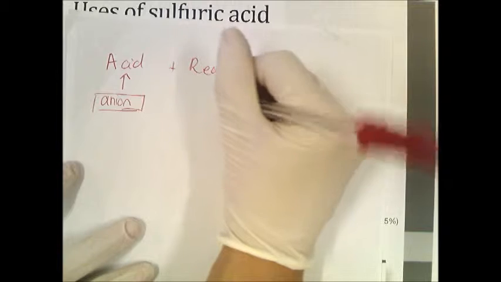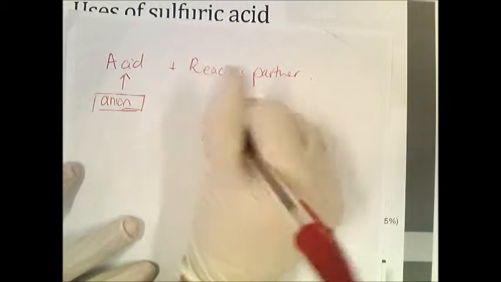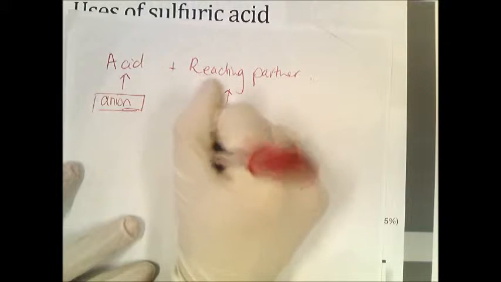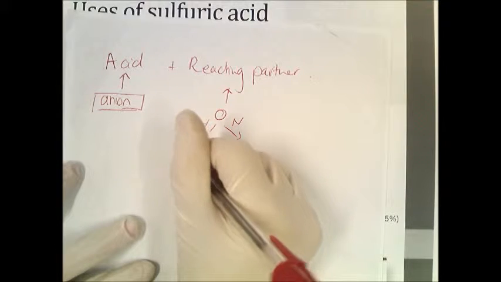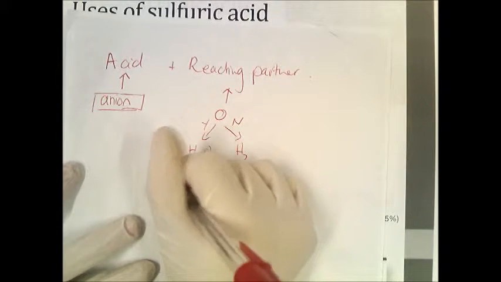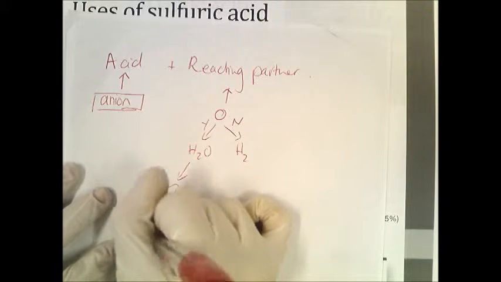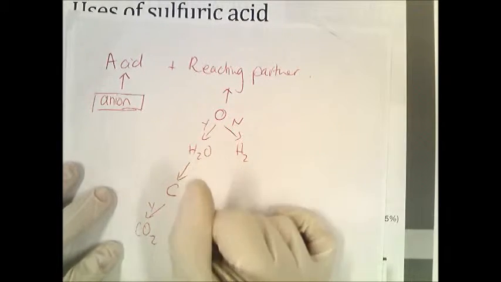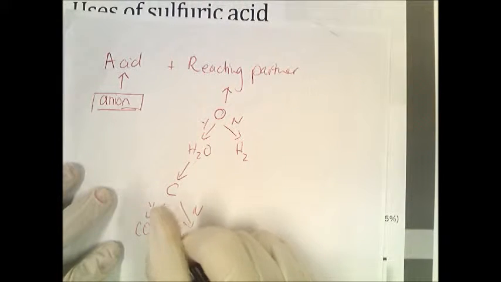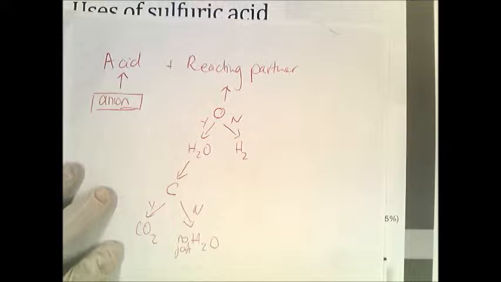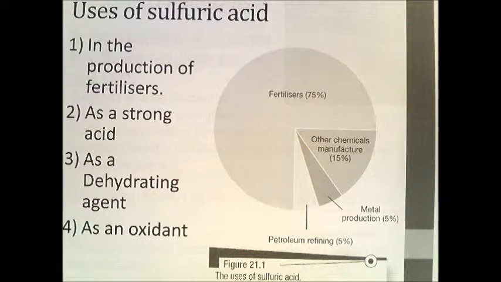Then you look at the reacting partner and you ask the following questions. Does it have oxygen? If it does, then you get H2O. If it doesn't, then you get hydrogen gas. Then you ask, does it have carbon? If it does, then you have carbon dioxide. If it doesn't, then you just have water. Okay, so let's go through a few examples.